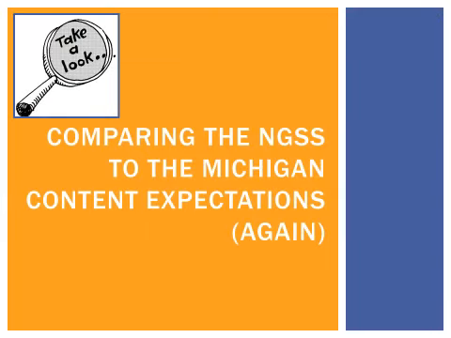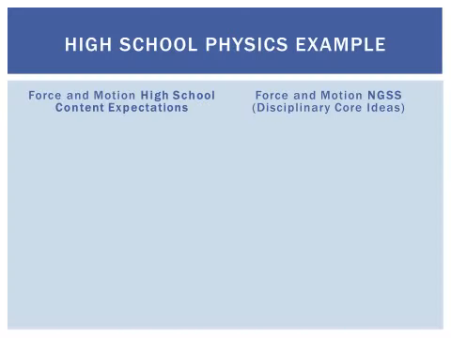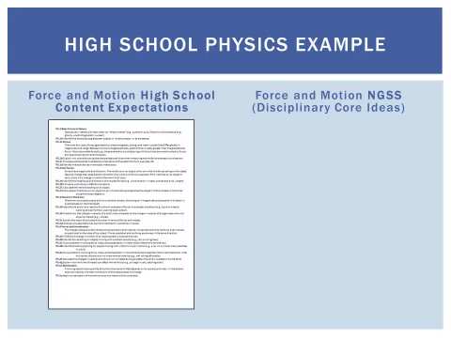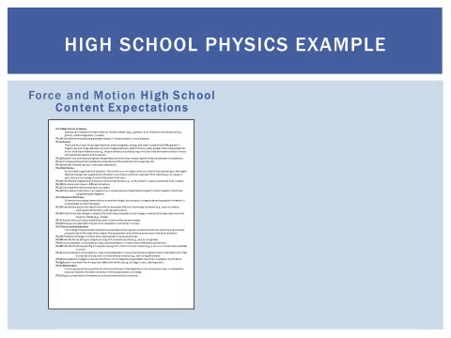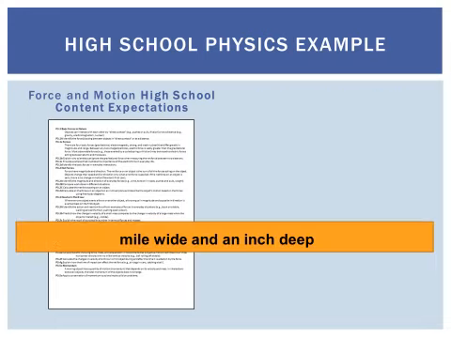Okay, moving on, let's take another look at those Michigan content expectations next to the NGSS. Here's an example from high school physics. Here we have a list of the high school content expectations that have to do with force and motion. And over here is a list of the disciplinary core ideas that have to do with force and motion. I realize you can't read them, but it's important to just see what the list looks like. The Michigan content expectations ask us to teach a curriculum that is a mile wide and an inch deep. Students have to know so many different details and facts.